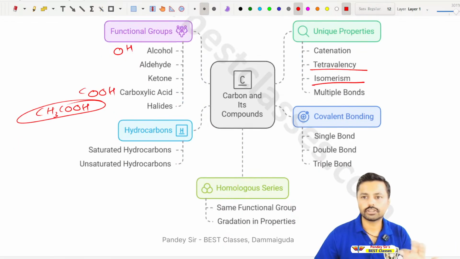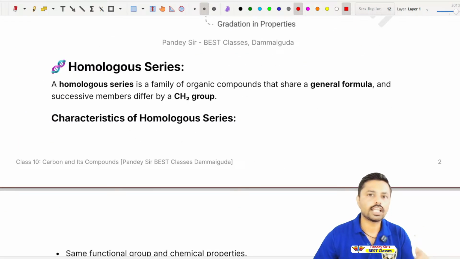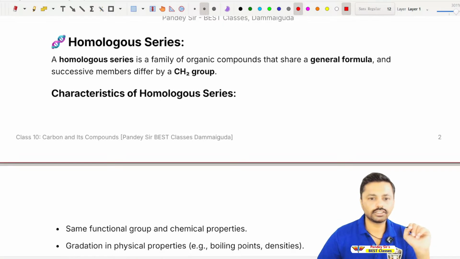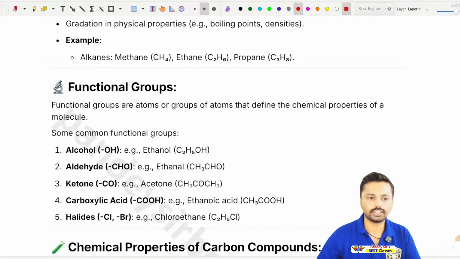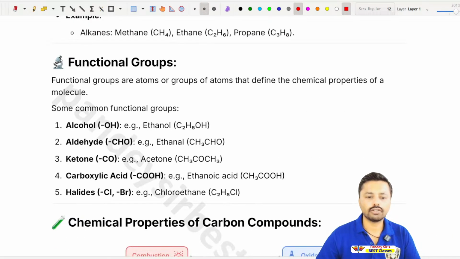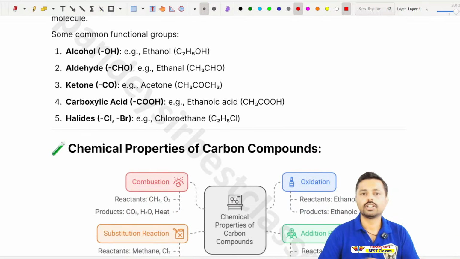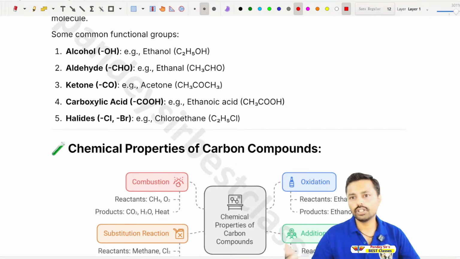Take a screenshot because I am going to move it. I like to continue and then I'll move it. Homologous series I just now said nicely. Now, here are the functional groups. Take the screenshot because next time we will practice the functional groups and we will see some more important questions. So I am finishing it now.